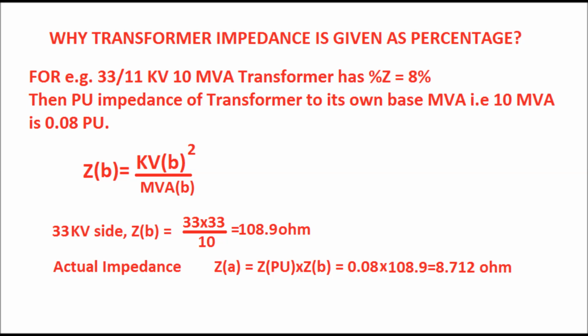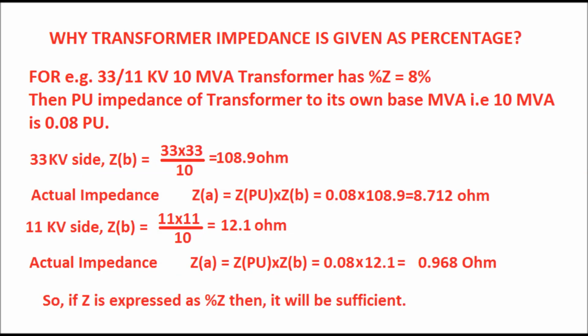Now again, with respect to the 33 kV side, the value of the base impedance is equal to 33 squared divided by 10, which comes as 108.9 ohm. Now the actual impedance ZA is equal to Z per unit into Z base. So the actual impedance with respect to the 33 kV side comes as 0.08 into 108.9, which is equal to 8.712 ohm. So you can see the difference of the actual impedance with respect to the HV side and LV side of the transformer.